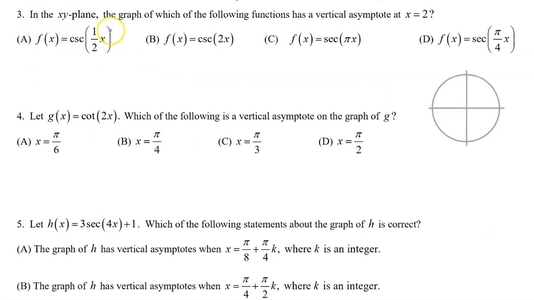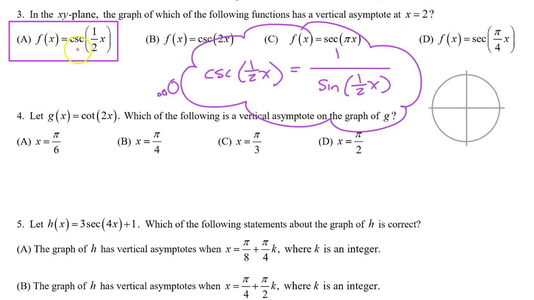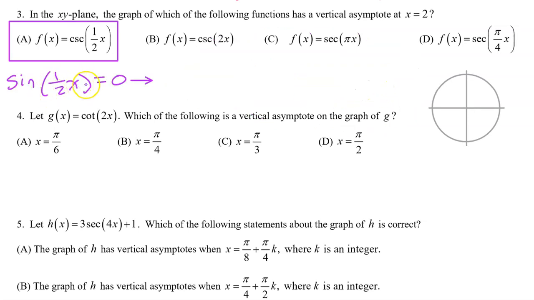Number 3. In the xy plane, the graph of which of the following functions has a vertical asymptote at x equals 2? For option A, we think the cosecant of 1/2 x is equivalent to 1 over the sine of 1/2 x. So this function will have a vertical asymptote where the denominator, sine of 1/2 x, is equal to 0. The vertical asymptotes will be the solutions to this equation.